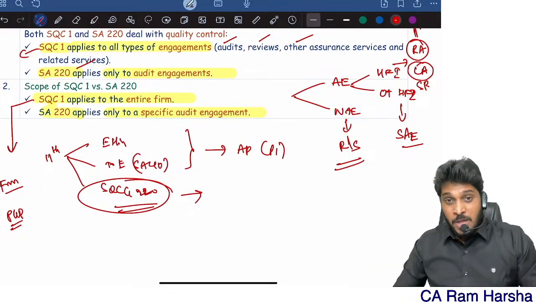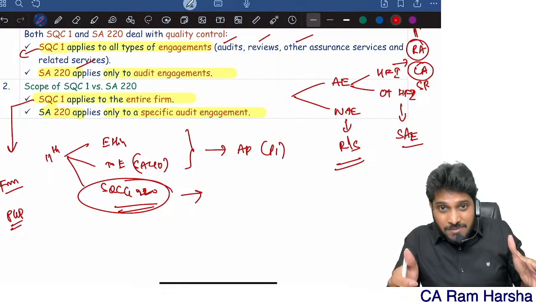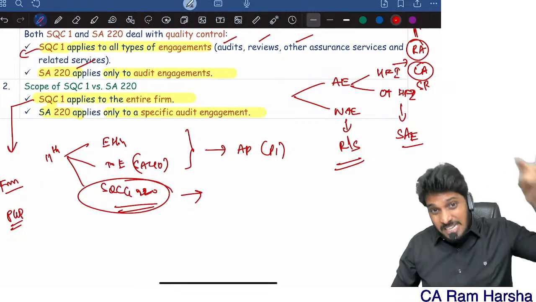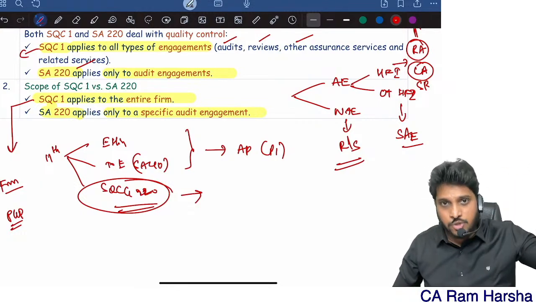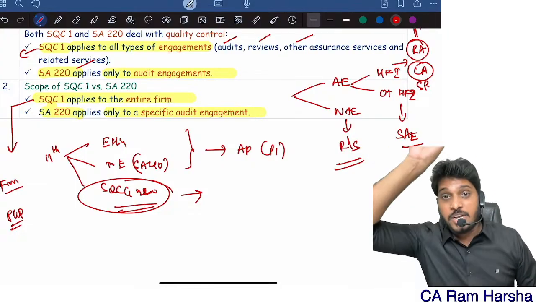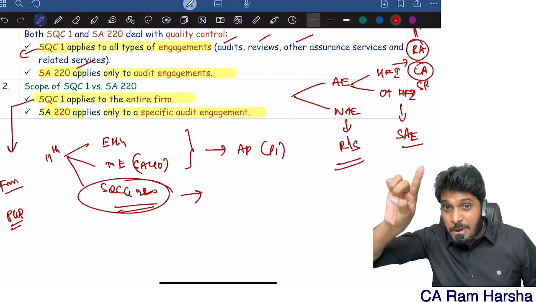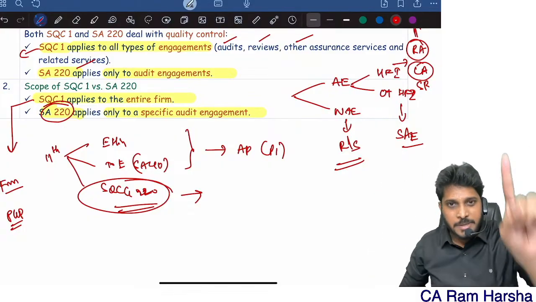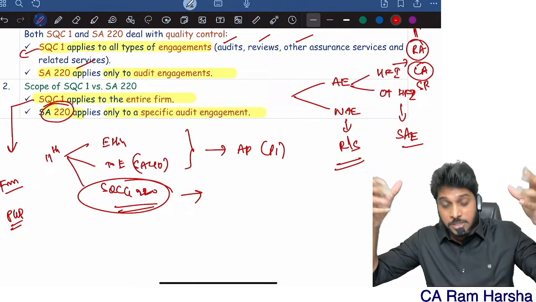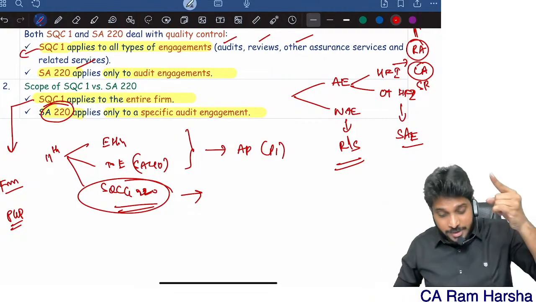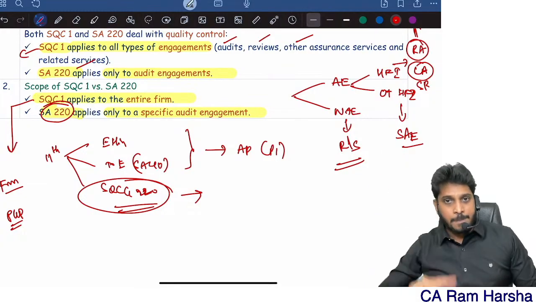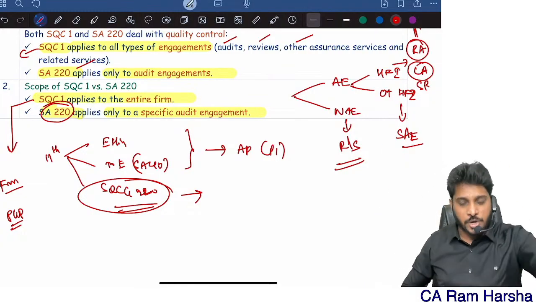SA 220 says, whatever quality control system is developed, the firm shall develop the quality control system, that fact is mentioned under SQC. The firm should implement it in audit. The firm should implement the quality control system in audit. The implementation part is covered under 220. That's the basic difference between SQC and 220. SQC talks about establishing the policies and procedures, establishing the quality control system, whereas 220 talks about implementing that quality control system in the audit engagement. That's the basic difference between SQC and 220. I hope you're clear now.